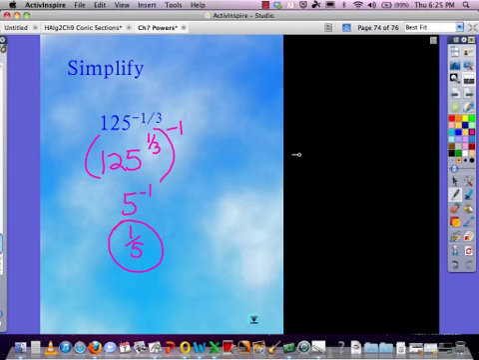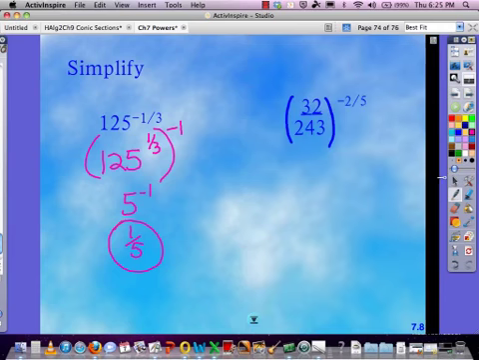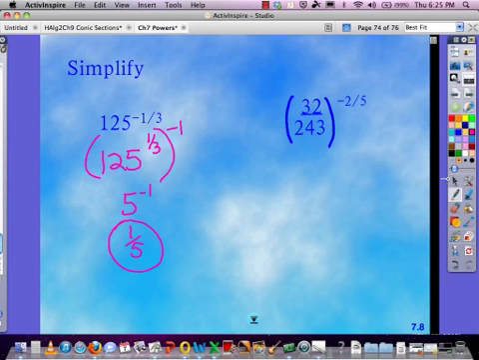So, another example using those properties. This one does have all three parts. So we have a fraction to begin with, we have a negative sign, we have a power of 2, and we have a root of 5. So how are we going to handle this?